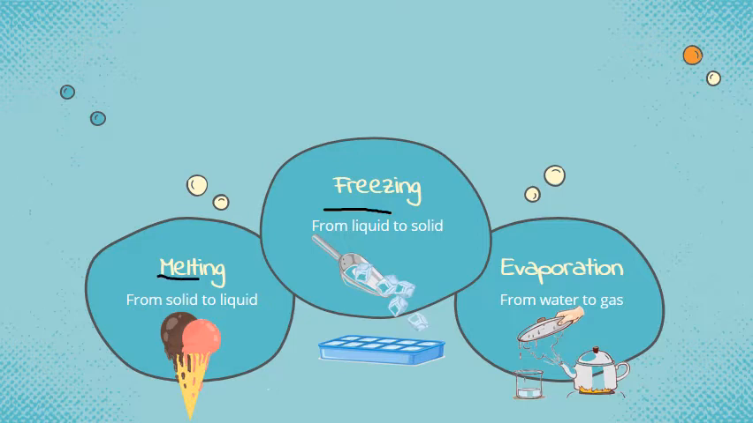Melting, for example, the plate of ice cream, when we put it in the sun, it was solid and it changed to liquid. So melting is from solid to liquid. Evaporation, for example, is the water in the kettle. When it boiled, it changed from liquid to gas.